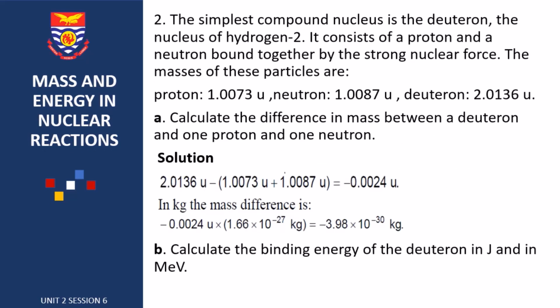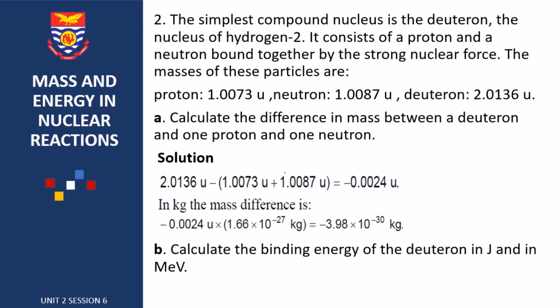Question 2. The simplest compound nucleus is the deuterium, the nucleus of hydrogen 2. It consists of a proton and a neutron bound together by a strong nuclear force. The masses of these particles are: proton 1.0073 U, neutron 1.0087 U, and deuterium 2.0136 U. A. Calculate the difference in mass between deuterium and one proton and one neutron.